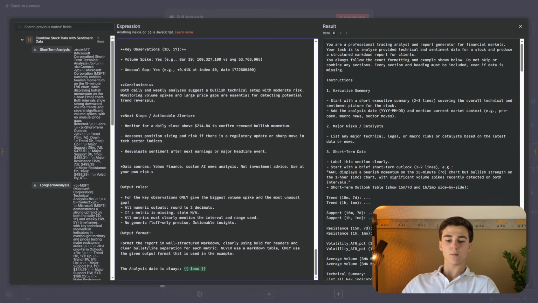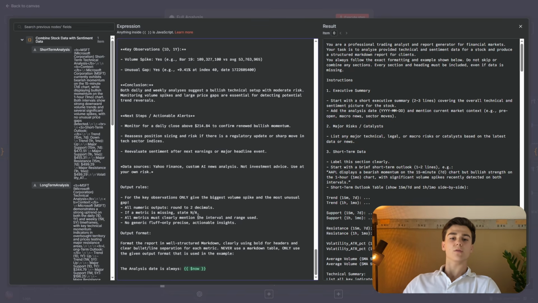Then we have the output format, which will be format the report in well-structured markdown, clearly using bold for headers and clear bullet/line separation for each metric. Never use a markdown table, only use the given output form that is used in the example. And that's also really important to mention because if you do not mention that you do not want a markdown table, then it maybe will give all of the metrics in a table, and that will not look nice in your Telegram message.